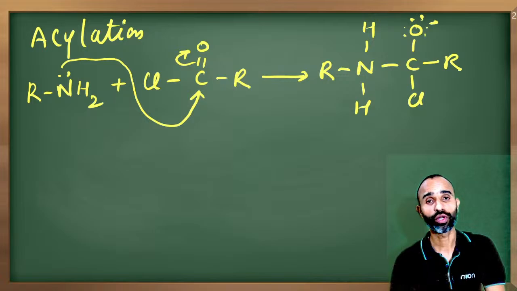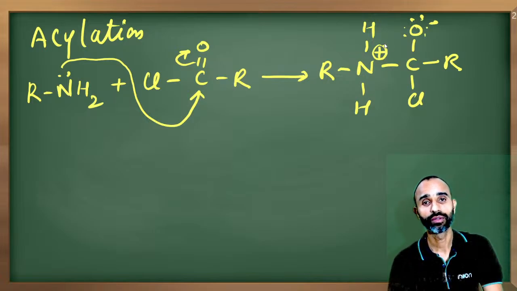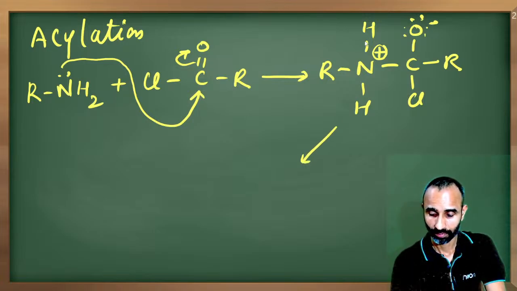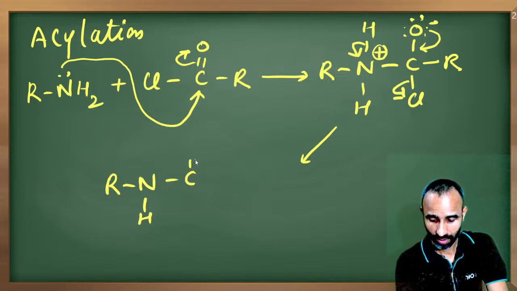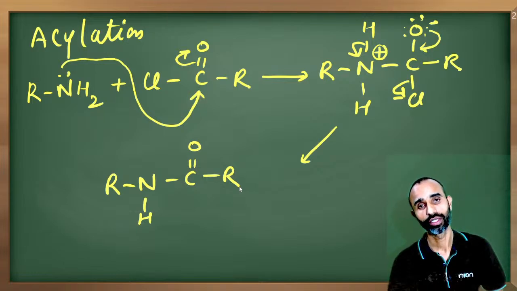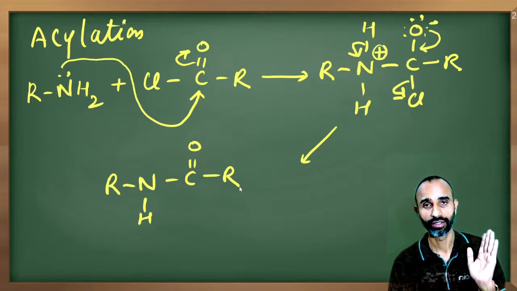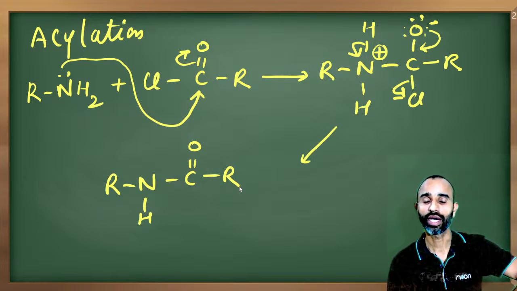So we get this product, nitrogen with positive charge. So the NH bond breaks, at the same time this pi bond shifts towards it, so we get RNHCOR. We can even use acid chloride as well as acid anhydride for the acylation.